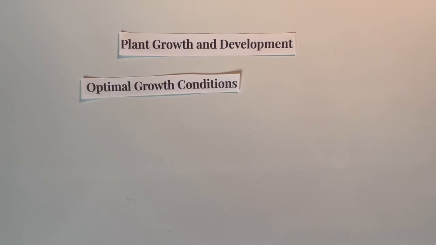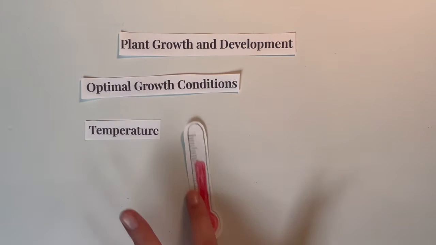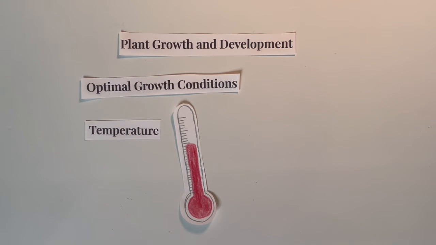For all plants, there are optimal growth conditions. For Arabidopsis, the ideal growth temperature is between 61 and 77 degrees Fahrenheit. If your plants are grown in colder temperatures, flowering is slowed. If grown in warmer temperatures, the plant will develop fewer leaves and flowers.